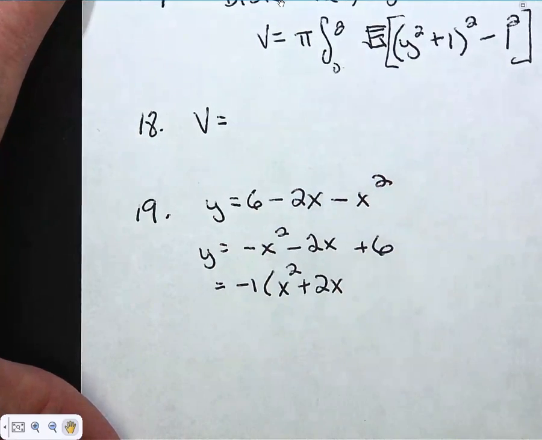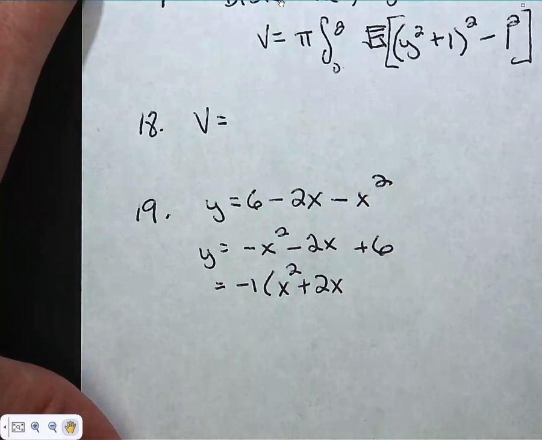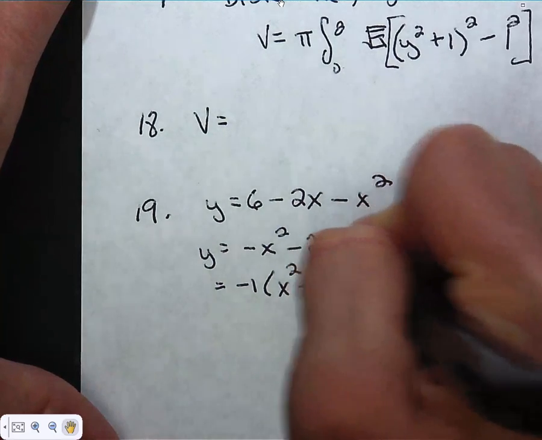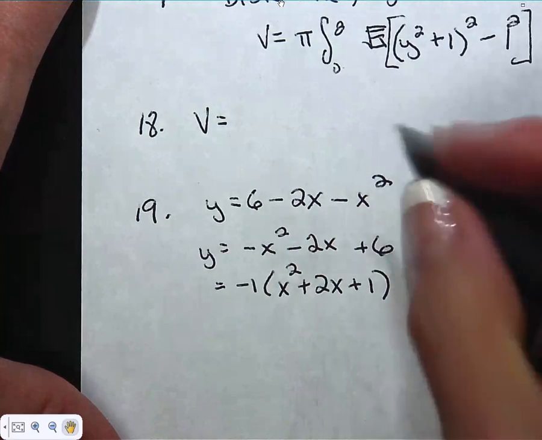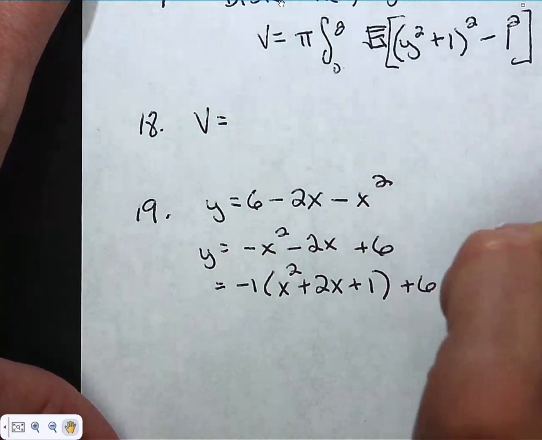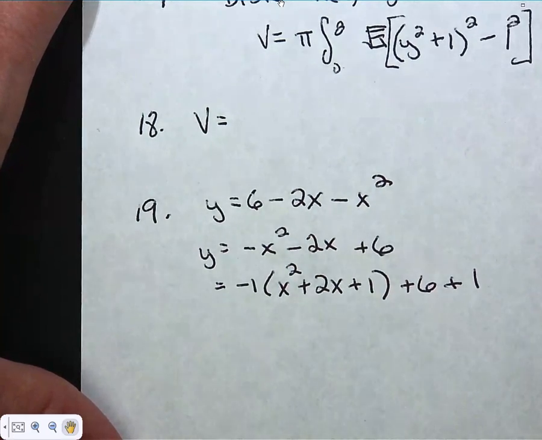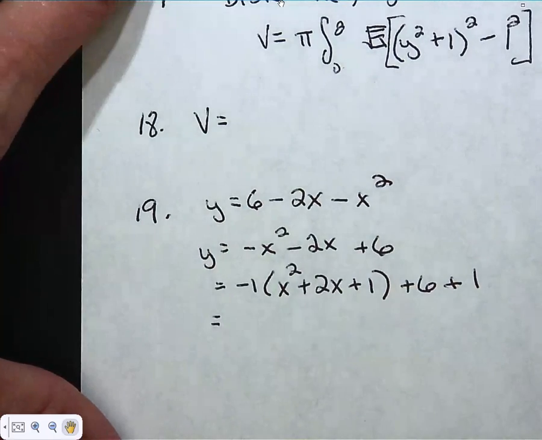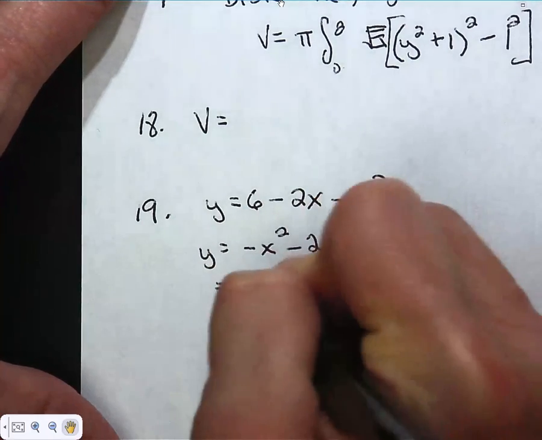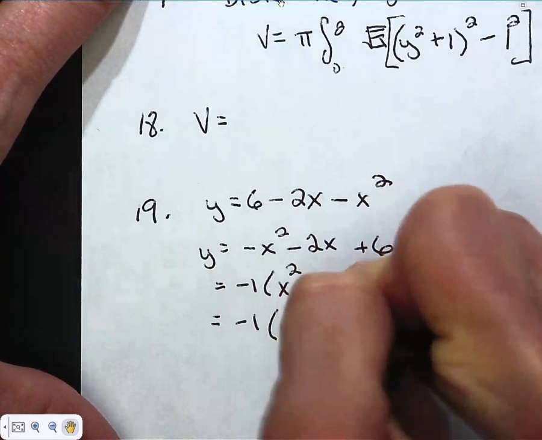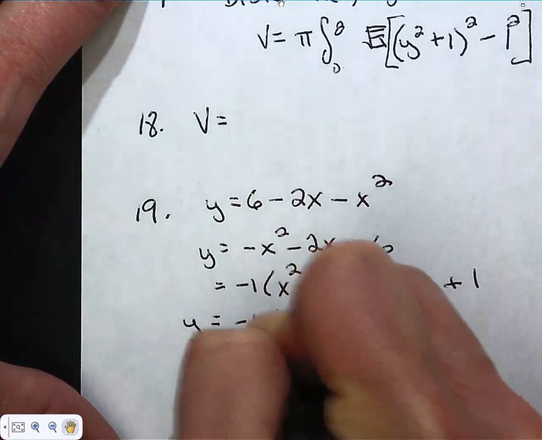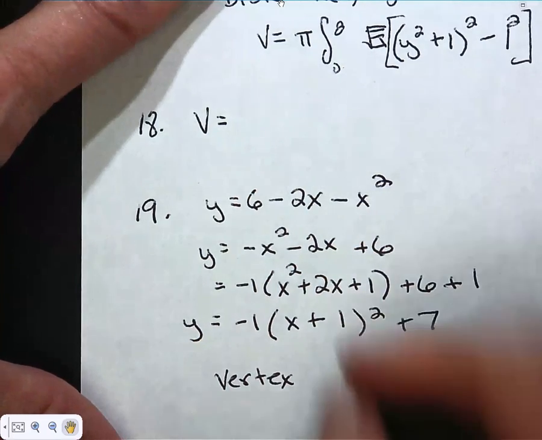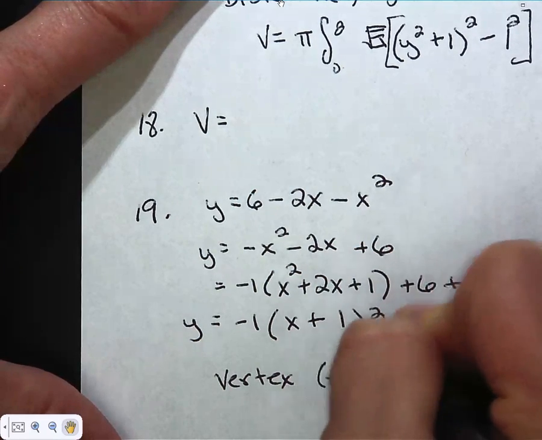And what did you add inside the parentheses to complete the square? 1. And then you said, I didn't really add 1, I really subtracted 1. So you added 1 to that 6, right? I had a sign mistake. Oh, okay. Plus 1 squared plus 7. So what's the vertex of that parabola? Negative 1, 7. Yeah, that sounds good.